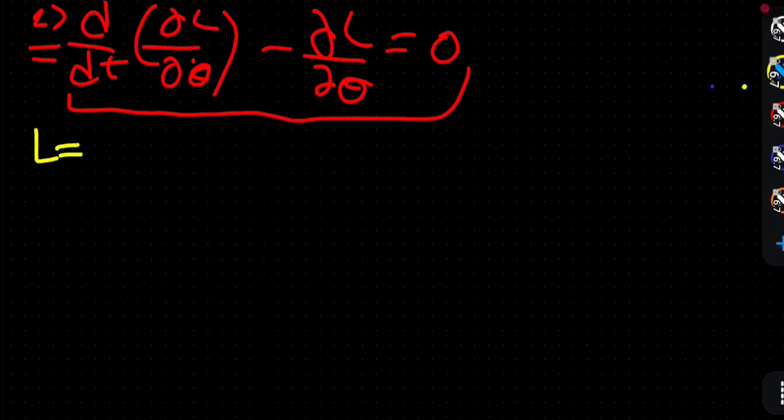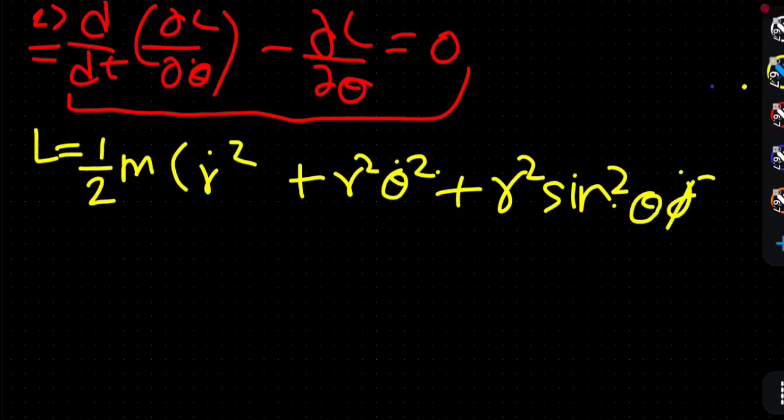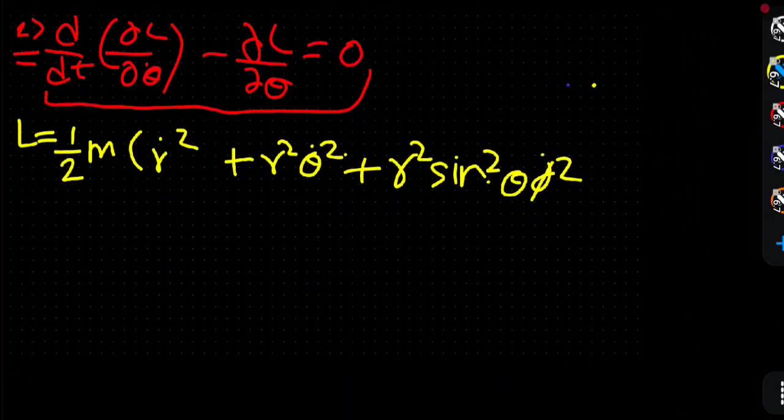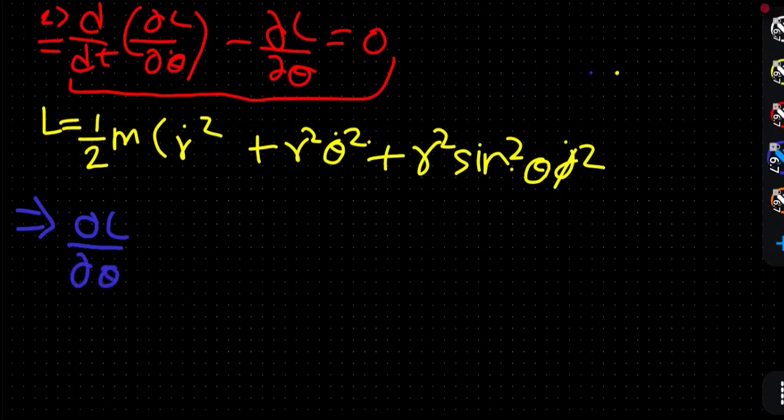So the Lagrangian is equal to 1 by half into mass into r dot square plus r square theta dot square plus r square sine square theta phi dot square. So this was our Lagrangian. Now we are going to do the calculations. First of all, we are going to do del L by del theta. Here is theta and here is theta dot.